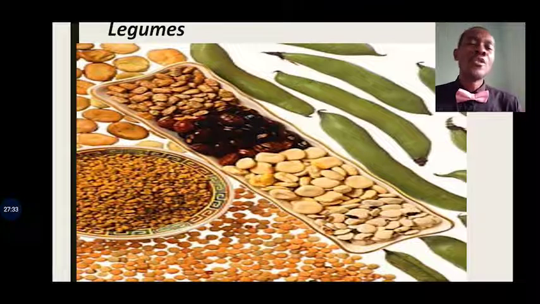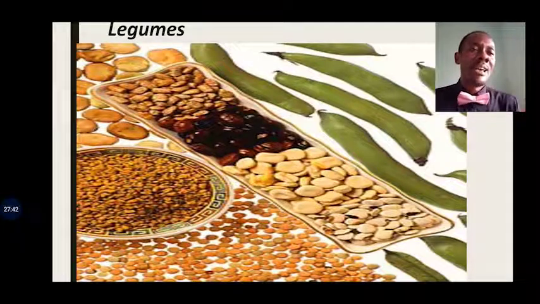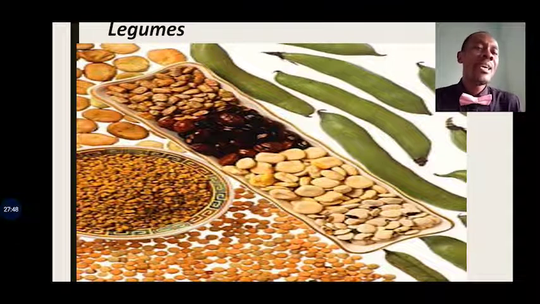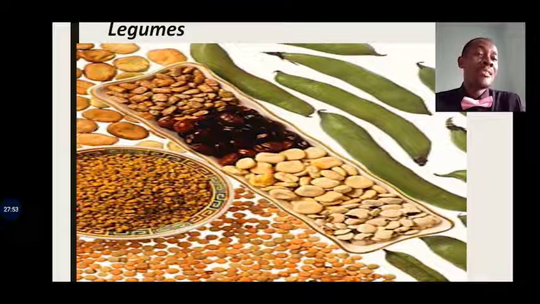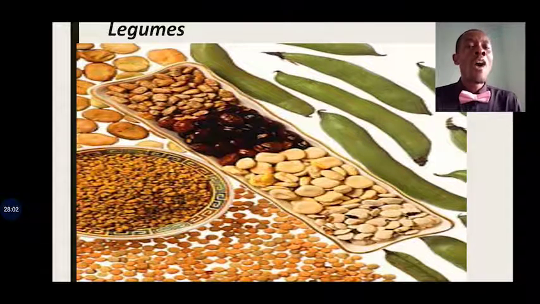Then the next one we're going to look at are the legumes. The legumes are cultivated mainly for their proteinous content, the proteinous nutrients which they contain. And what are among these legumes? We have the beans. We have the melon, in Igbo, we call it egusi. And so many others, even the peas that we consume, even the green beans, they are all part of these legumes.